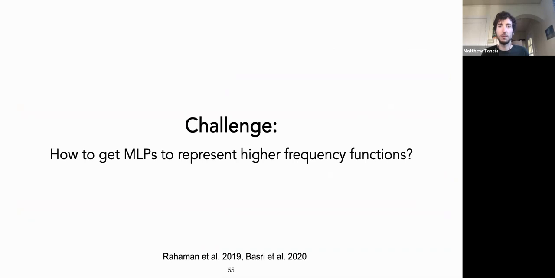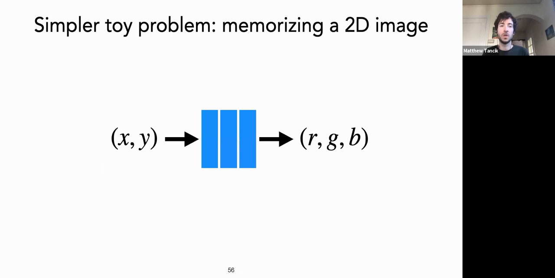Interestingly, this is a problem where networks output blurred representations. It's not specific to view synthesis or 3D representations. It's more representative of a general challenge of getting networks to represent high frequency functions. To illustrate this issue, we can drop to a toy problem where we have a simple network that takes in an XY location and outputs an RGB, and we just want to memorize a 2D image. We'd think this would be super simple because networks are, as we're told, universal function approximators.